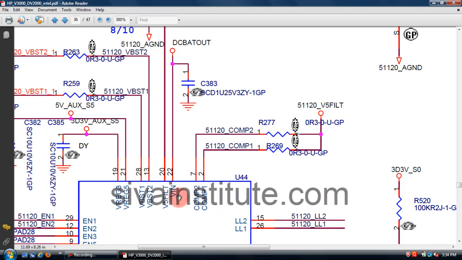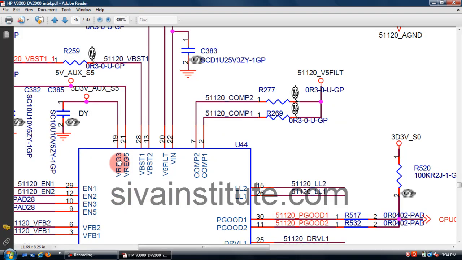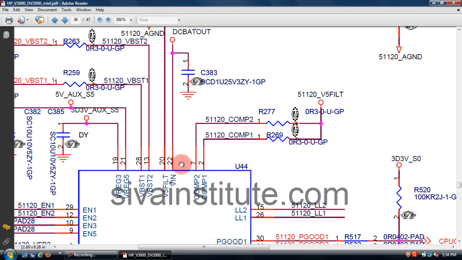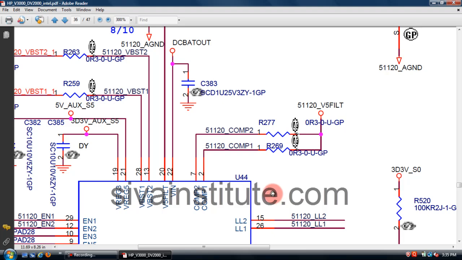When you give voltage to pin number 22, the output will come out from pin number 19 and 21. If there is no output voltage at this point, you should check pin number 22. If this voltage is OK and there is no voltage at this point, change this IC. This is 5 volts and 3.3 volts.